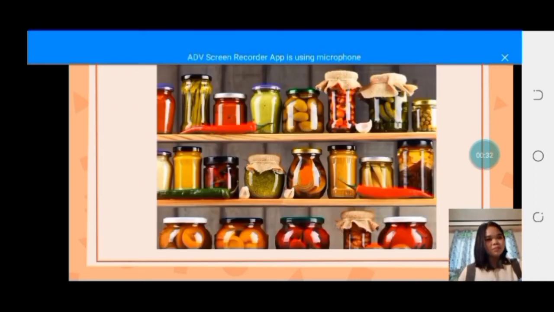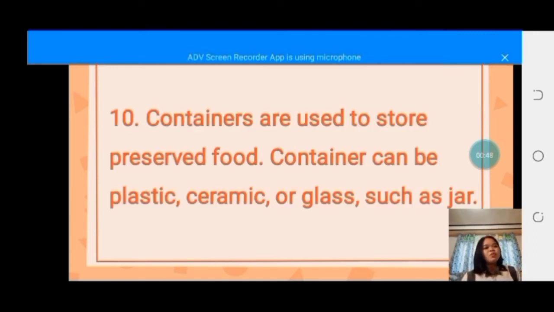The second to the last picture, class, is about different food preservation. Very good. What else? Yes, very good. It is a food container. So who can read, class? Food containers are used to store preserved food. Containers can be plastic, ceramic, or glass, such as a jar.